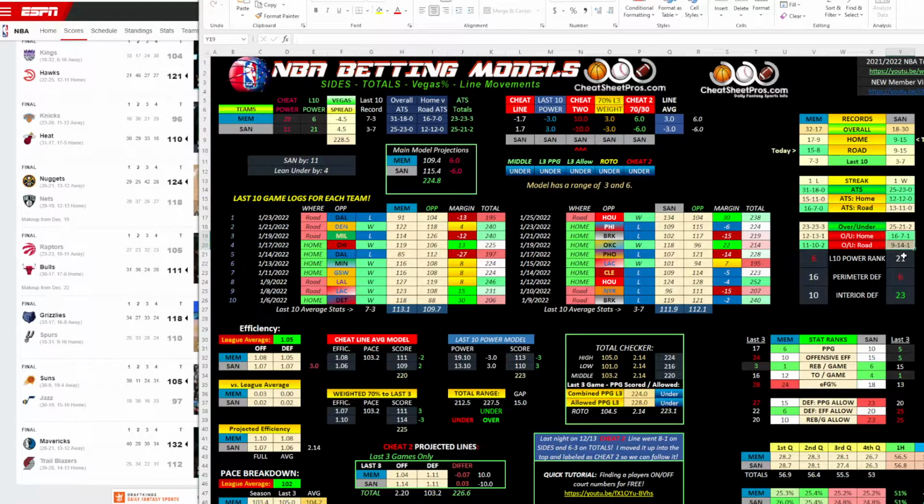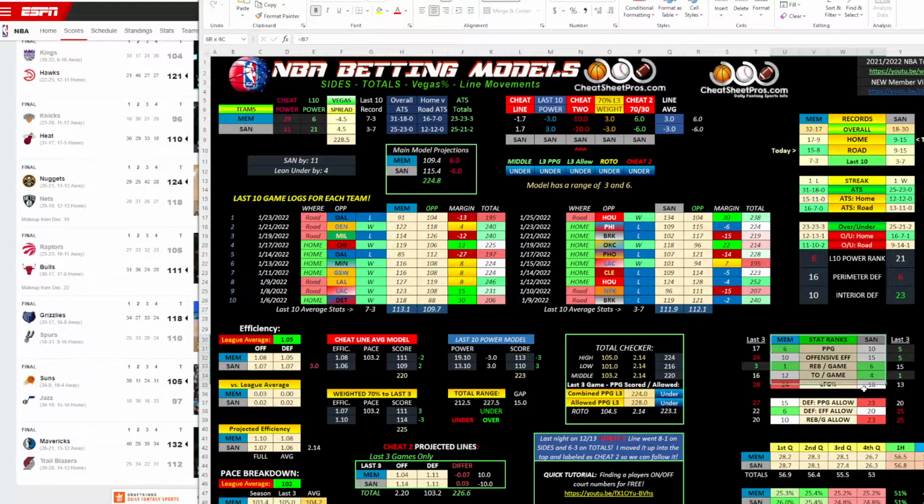So if our model says, hey, we're going over, but they have a significant trend the other way, take it with a grain of salt, investigate it a little bit, and make a decision. We also have the last 10 power rankings, and then we have our own perimeter and interior defensive rankings that I put up here just to keep an eye on. This is basically if you're looking at a lot of three-point player props.